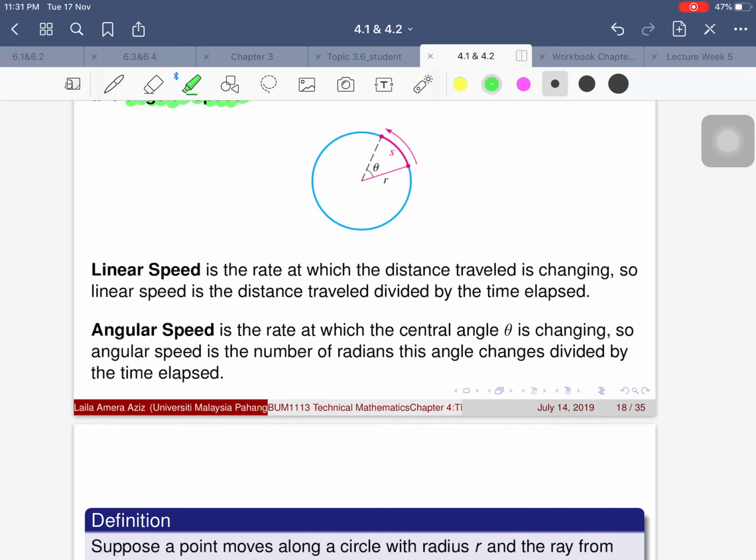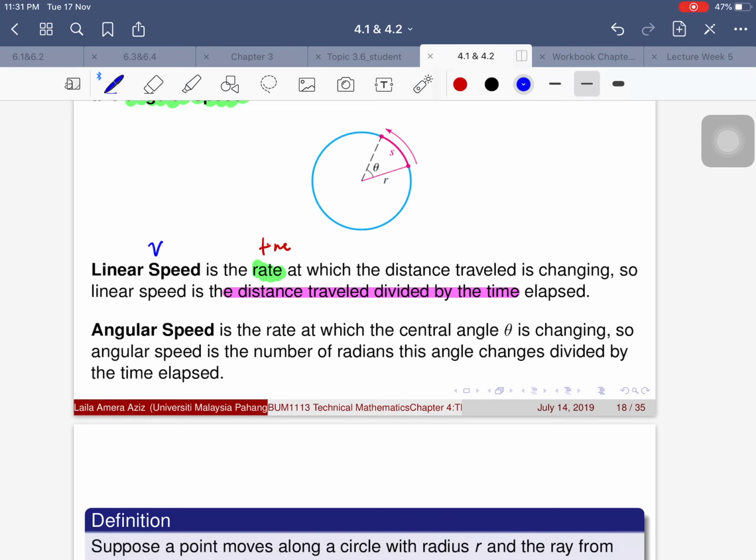Linear speed is the rate at which the distance traveled is changing. When we talk about rate, we are actually talking about time. Anything that is related to rate is always going to be over time. And in this case, what is going to be over time? It's mentioned over here. Linear speed is the distance traveled divided by the time elapsed. That is linear speed, and it is denoted by the notation nu.